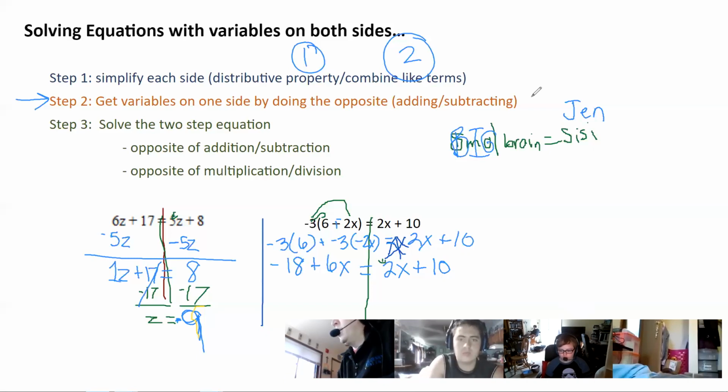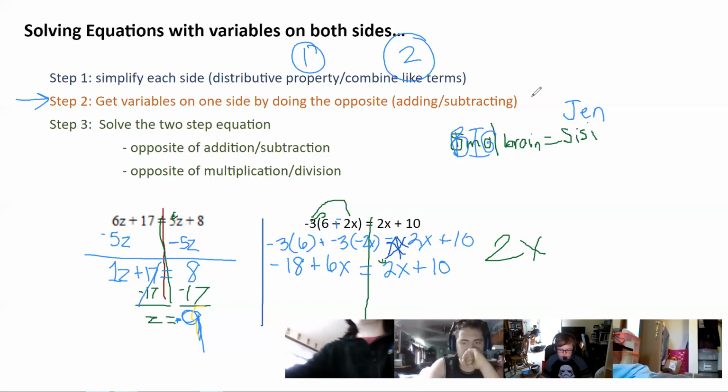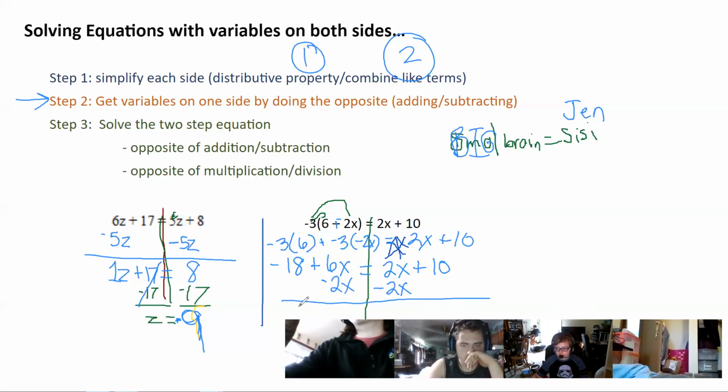Which one of those? Yeah, 2x is the smaller one. You guys are right. So we're going to do the opposite of positive 2x. We're going to subtract 2x. And that leaves us with negative 18 plus 4x equals 10. Notice, guys, when I subtracted 2x from each side, I put it right under the variable term. Otherwise, it gets really confusing.